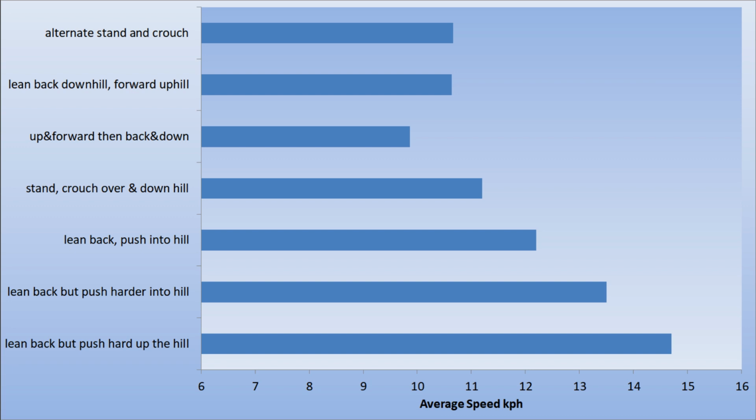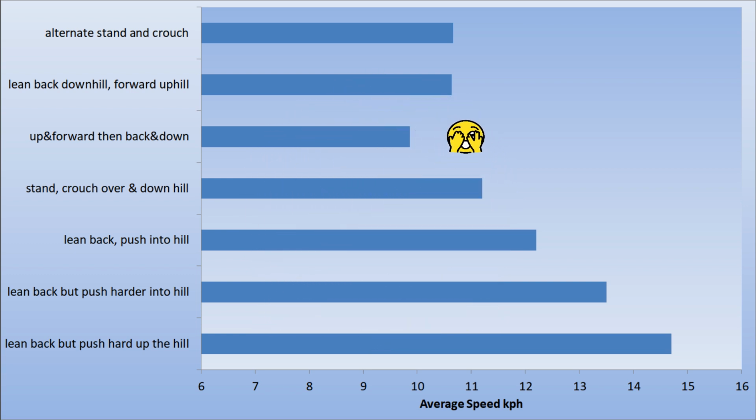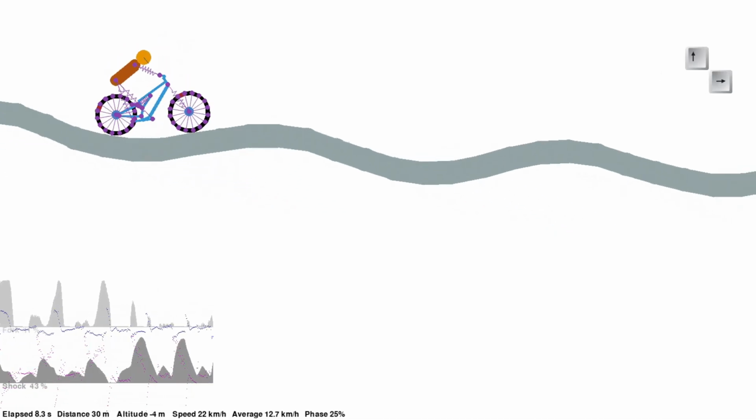Moving left and right was about the same as moving up and down, and surprisingly, moving up and forward and then back and down was actually a little bit slower. Bounce sped along the best at almost 50% faster when she mostly leaned back but then pushed hard forward and up the hill, hard enough to lift the back wheel over the hump.